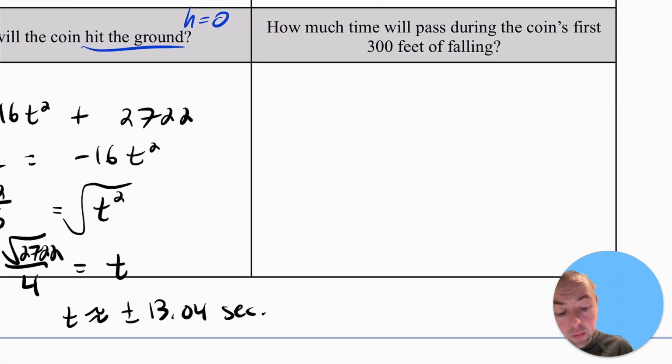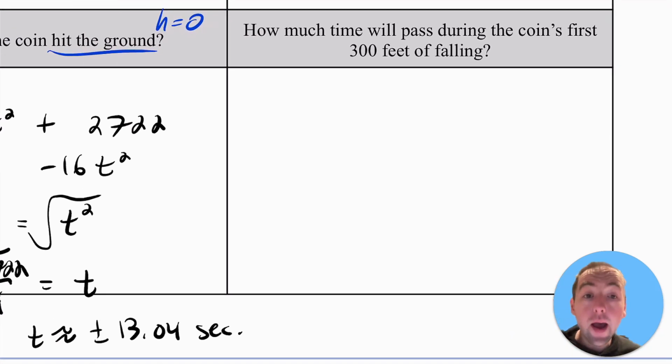All right, and then finally, one last question here. How much time will pass during the coin's first 300 feet of falling? So we want to know the amount of time, right? So a t that's going to happen during the first 300 feet of falling. So what that means is we don't want the height to actually equal 300, right? Because that would be like it fell a whole bunch from 2722. It's during the first 300 feet.